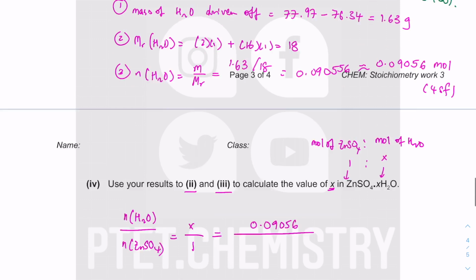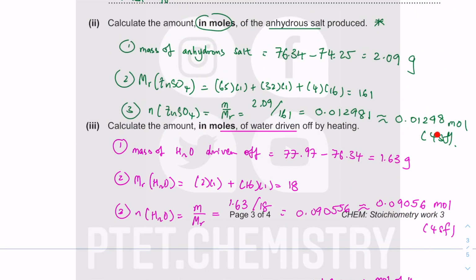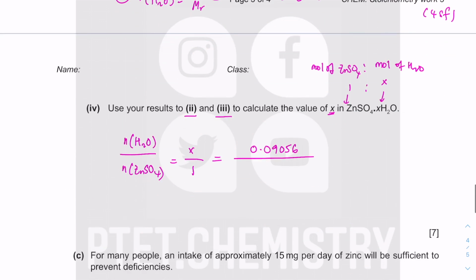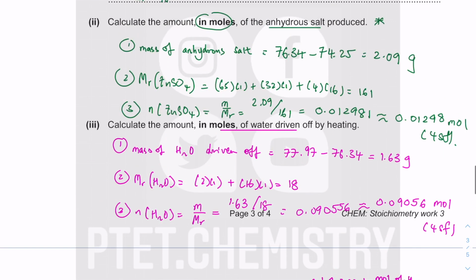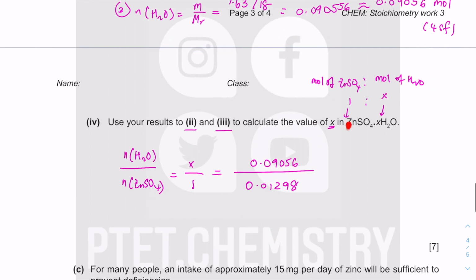Your answer to part 2 was the mole of the anhydrous salt, 0.01298. Just double checking. So there was the anhydrous salt, there was just the zinc sulfate. So if you could see there's 1 there, you could just move the 1 up there and it will not make any difference. So if you just do 0.09056 divided by 0.01298, this gives me 6.977.